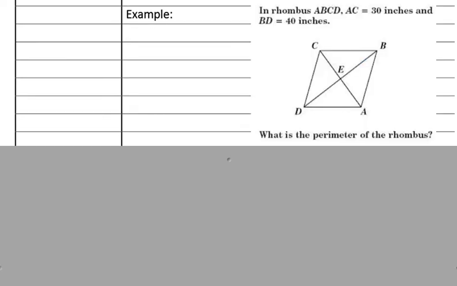Okay, the next example. This time we're dealing with a rhombus. In rhombus ABCD, AC is 30, and BD is 40. So it's a rhombus. That means that the diagonals are not congruent. But since it's a parallelogram, we know that the diagonals bisect each other. So the segments that make up one diagonal are going to be congruent. So if AC is 30 inches, then each of these segments will be 15 inches. And if BD is 40 inches, then each of these segments will be 20.